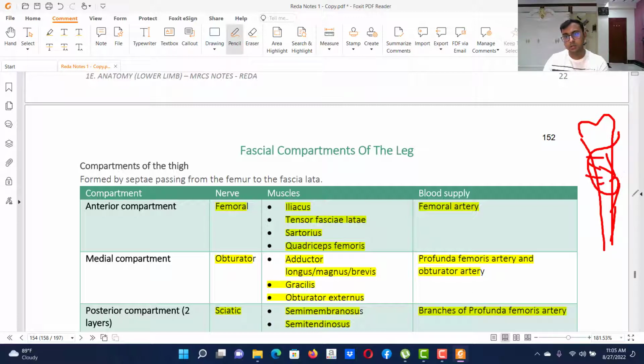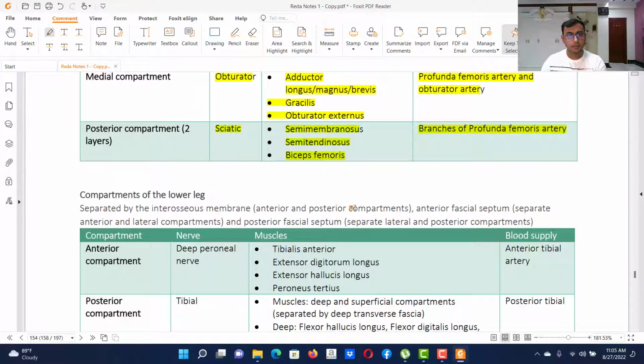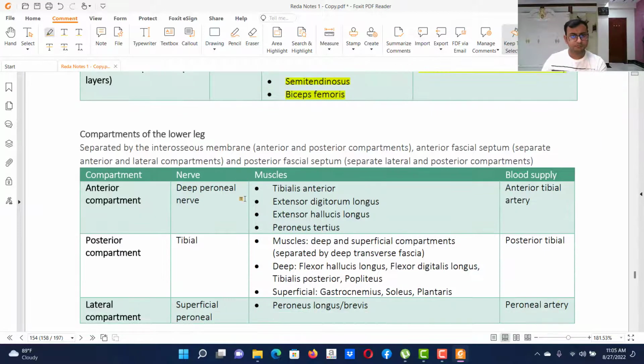Then it comes to the medial compartment. So the profunda femoris artery gives supply to the posterior compartment as well as the medial compartment. That's why the medial and posterior compartments are supplied by the profunda femoris artery. Also the obturator artery, but it has a small, limited supply. Now, the compartments of the lower leg.